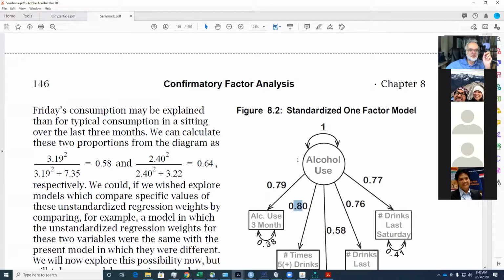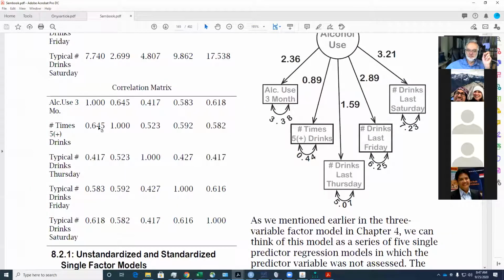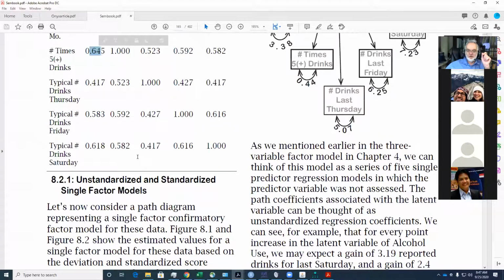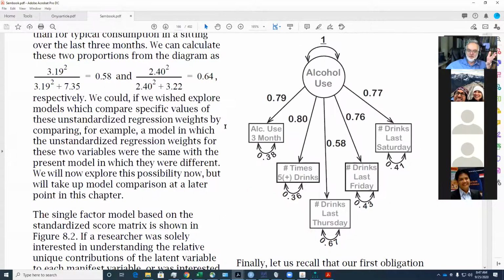Let's come upstairs and look at it. Yeah, 0.645. So, it's the same darn thing. It's just that all of these numbers are going to add up to be variance of 1. This is always going to be 1 minus the square of that.